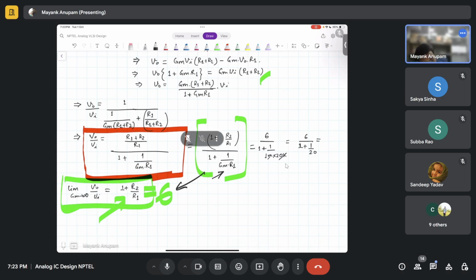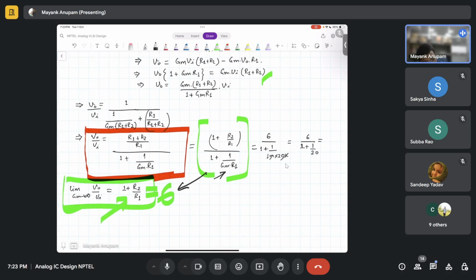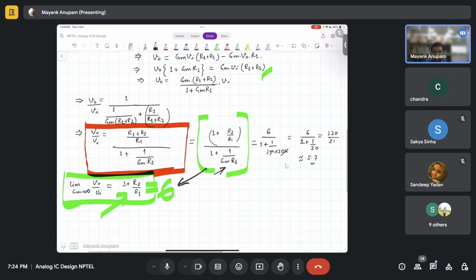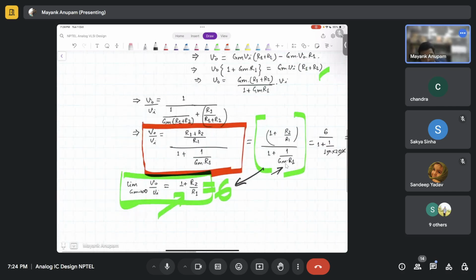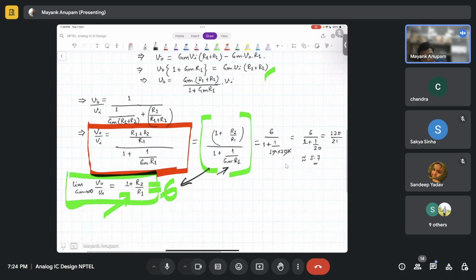So how much will this be? 6 divided by 21. So 6 into 20 divided by 21. Yes, someone already had the answer, 5.7. Oh, that's good. So it will be 5.7. Correct. And how much was it supposed to be? 6. It is only 5.7.